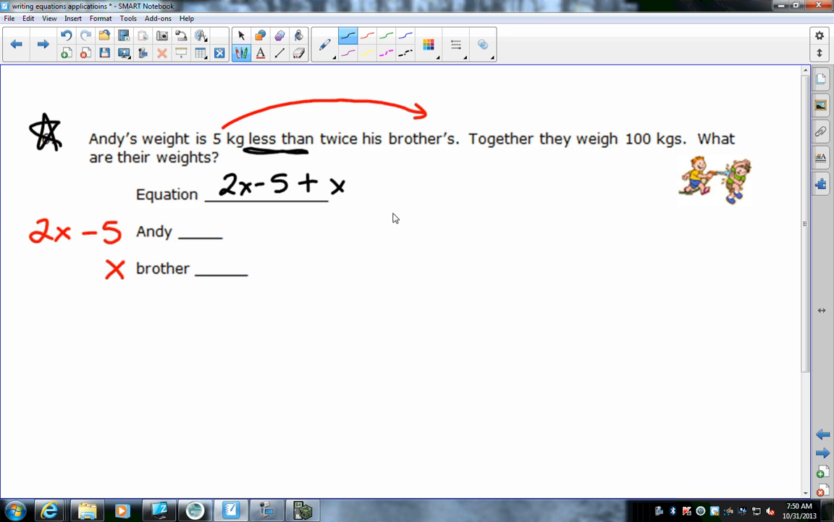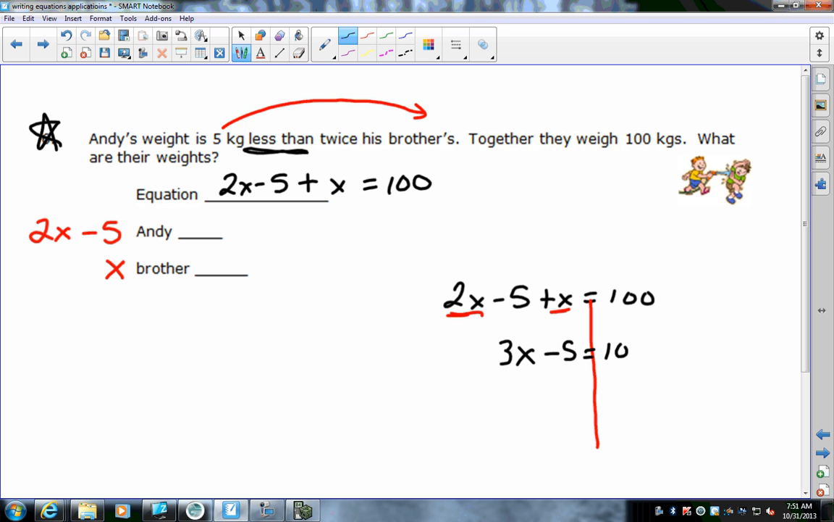All right. Now, we're going to go for my equation, and I'm going to take Andy's plus the brother's, and they're supposed to weigh 100 kilograms. So now I have 2x minus 5 plus x equals 100. All right, let's solve this. Putting my x's together, 2x and 1x is 3x minus 5 equals 100.